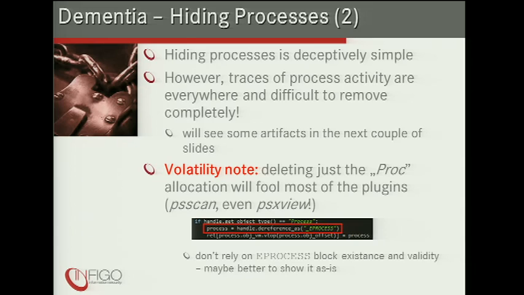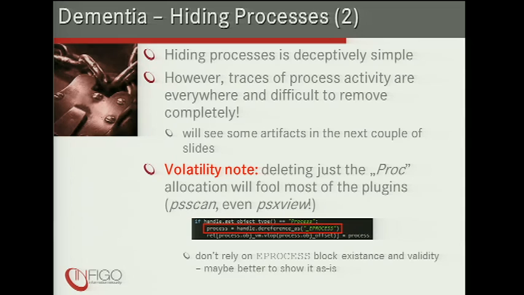Also, as a note to Volatility developers, it seems that just by deleting the process allocation, just by deleting the EPROCESS block, you are able to fool almost every Volatility plugin that is related to process listing. Of course, you fool PsScan, but you fool even PsXview. This is the plugin that was written for detecting such malicious modifications, so it should not be fooled by this so-called simple method.